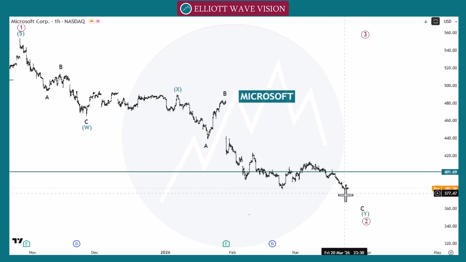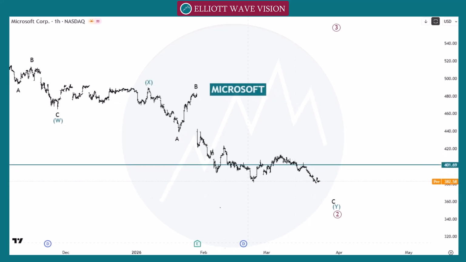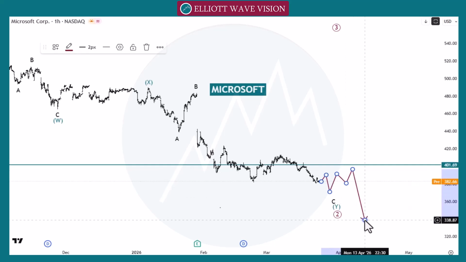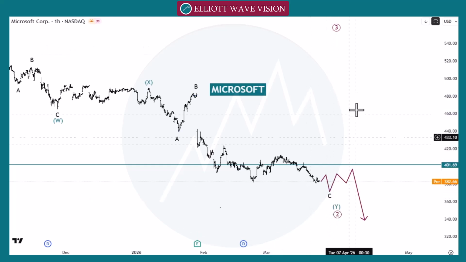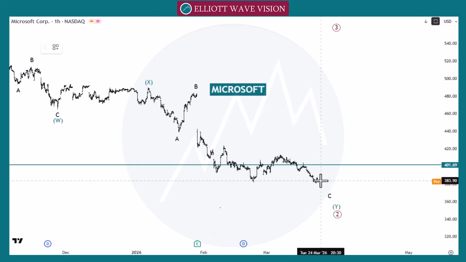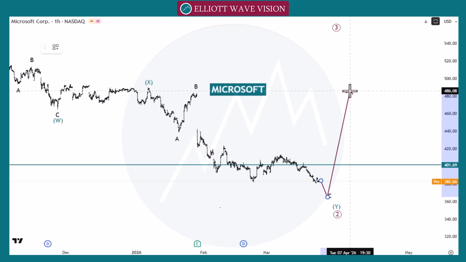then next impulsive move. Now we need to wait for the proper impulsive move like 1, 2, 3, 4, 5, then A, B and C to go towards the bearish side, or that's also possible. Market give us this move as a either wave 5 of this black wave C. Then market will go towards the bullish side. That's also possible. After this last flag, market go towards the bullish side.